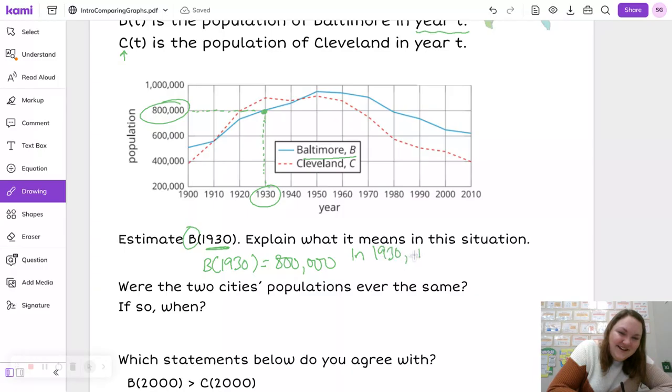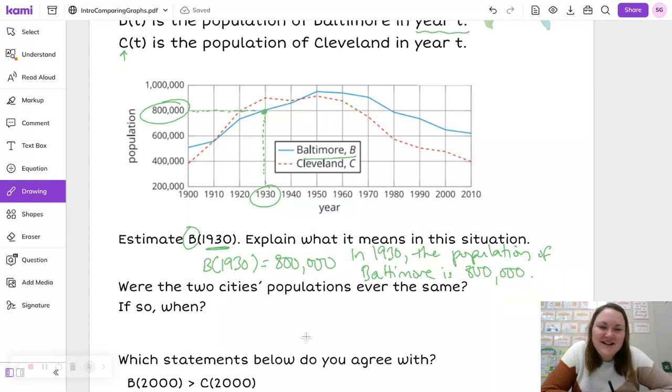In 1930, the population of Baltimore is 800,000. And remember, there's lots of ways you could say that sentence. You could say Baltimore has 800,000 people in 1930. You just need those three pieces.